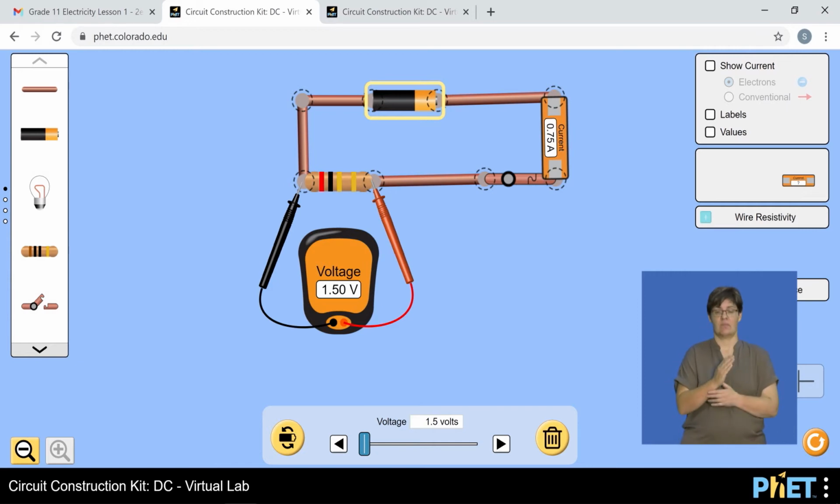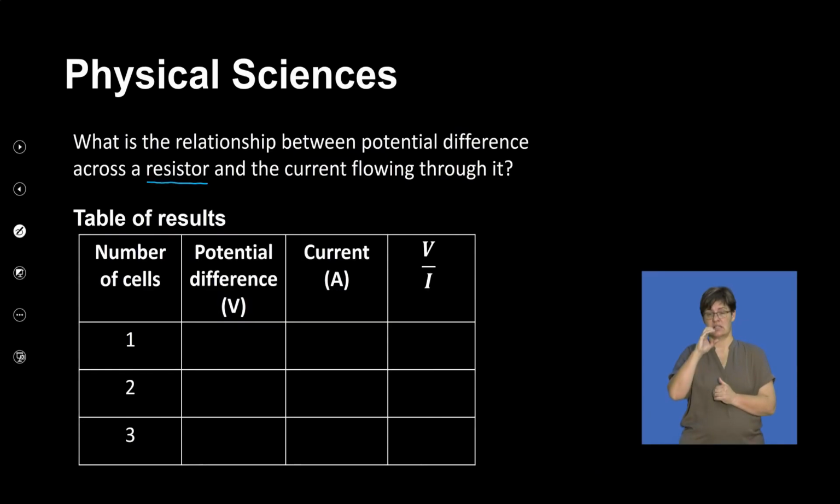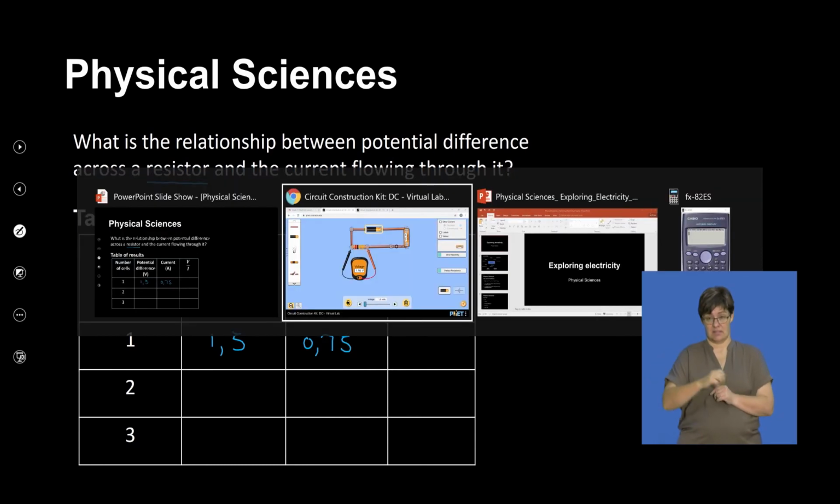So if we go back to our table, there's one cell there. One cell is 1.5 in this case. So our potential difference is 1.5 volts, and the current was 0.75 amperes, all right? Now, let's go back to the simulation.